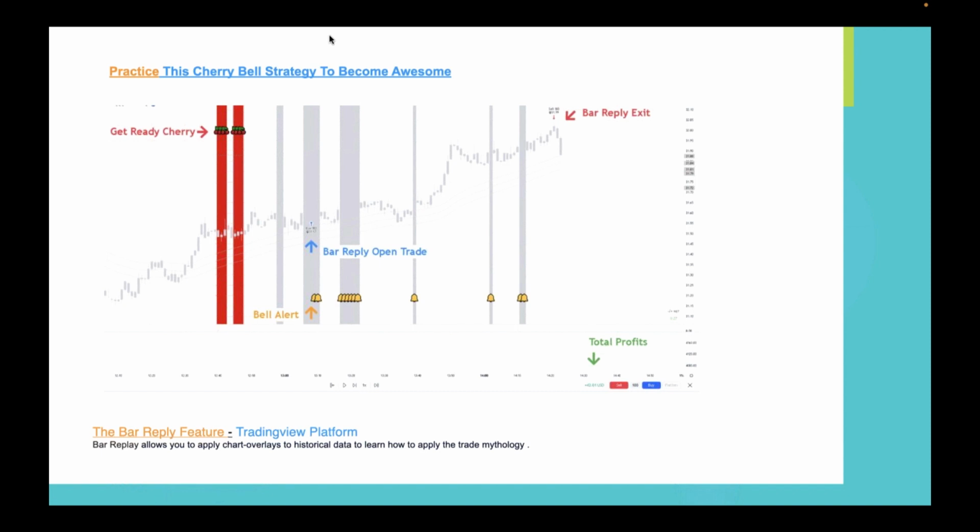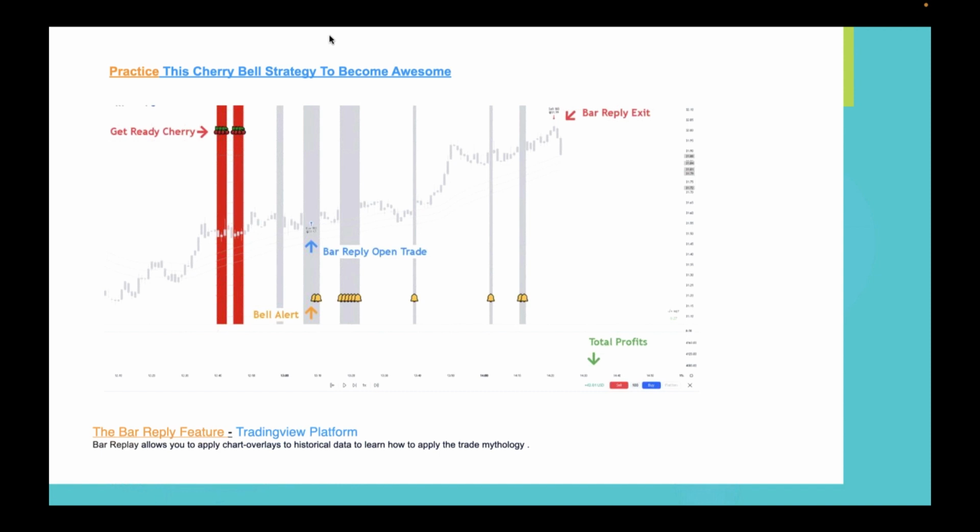Practice this cherry bell strategy to become awesome. So we have the cherry comes in, and then the bell alert. So it's the first bell after the cherry where it says, all right, guys, the first bell, you have more opportunity and more. Thomas, what do we call it? It's like every time after the first bell, the odds of winning go down. Yeah, so your probability decreases.